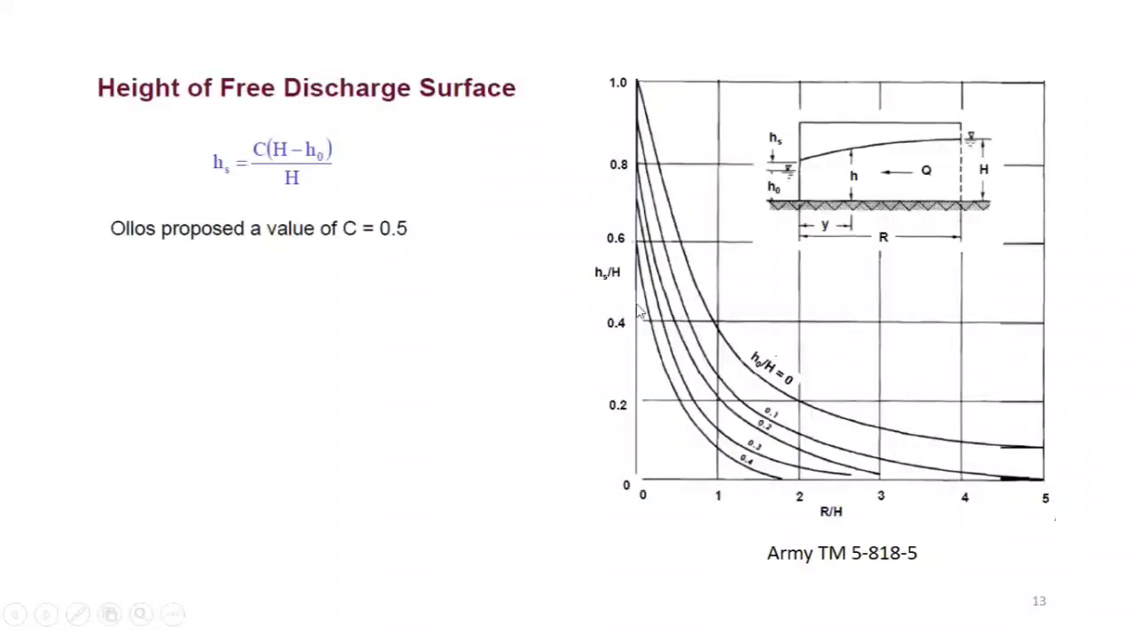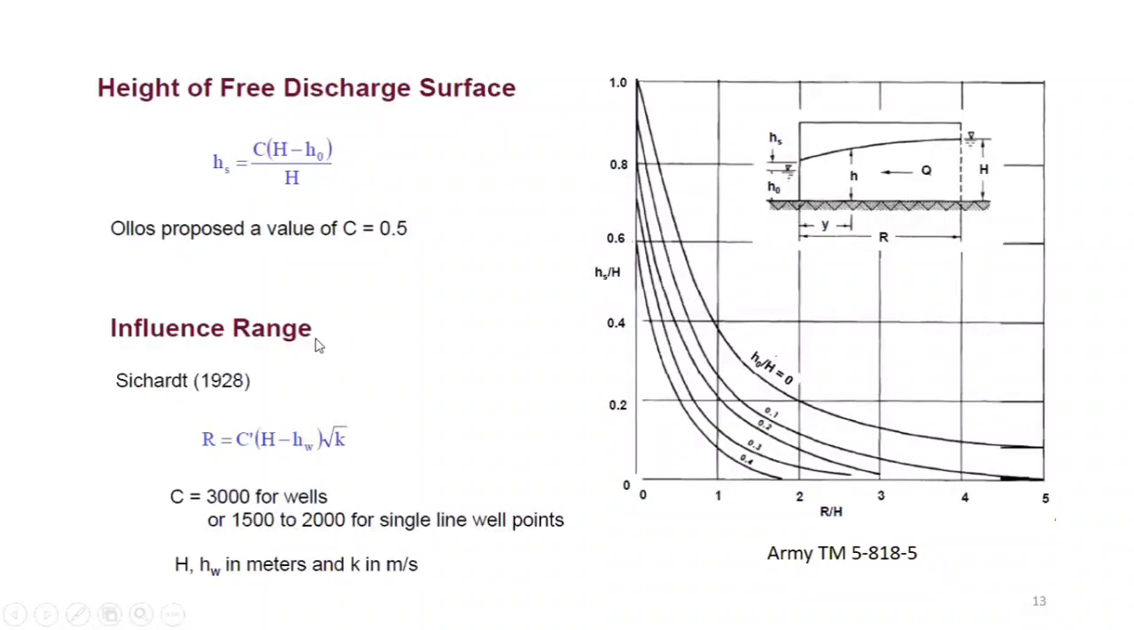And you can see over here, either you know the radius of influence, the influence range, as sometimes they call it, so you can get from here the value of HS. Or vice versa, if you know the value of HS, which is the free discharge surface, and because H is constant and H naught is known to you from the field test, you can get the zone of influence, the influence range. So it's a two-way chart. You can use it any way you want.